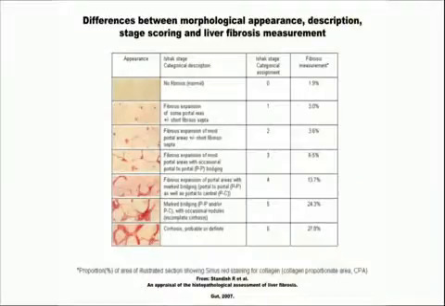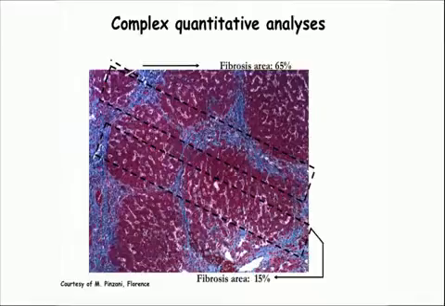So the take-home message here is that staging that one gets from the histopathologist as a Metavir score, or a Nodel score, or an Ishak score is not a quantitative measure. It's a descriptive term, and one should not use it as a quantitative term. And in fact, we may be better off doing things like collagen proportionate areas and actually quantitating the amount of fibrosis that one sees.